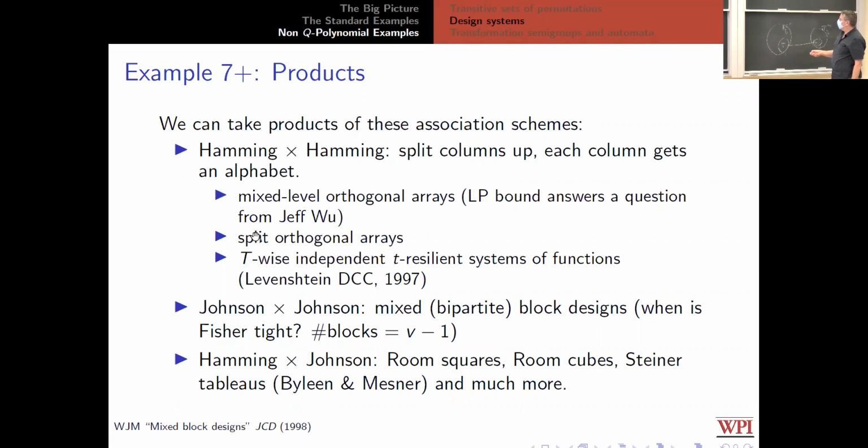and split orthogonal arrays, Levenshtein's work, and Doug really got me thinking about this when he wrote these things about resilient functions. And then Johnson versus cross-Johnson scheme, you get mixed designs. I want to talk to you about that because the Fisher bound for two-designs is that the number of blocks is at least the number of points, minus 1. And we have a whole bunch of very small open problems there on mixed block designs. Hamming versus Johnson, a special case is room squares or room cubes, Steiner tableaus of Bailey and Messner.